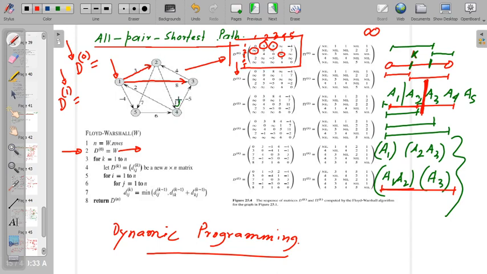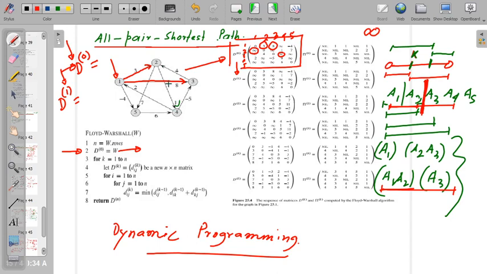Sorry, 4 to 2, what was the cost? Can you tell me what was the cost of 4 to 2 here? From this graph, you can check and you can tell. You don't have to check this D0. You just check whether from 4 to 2 there is any direct path.